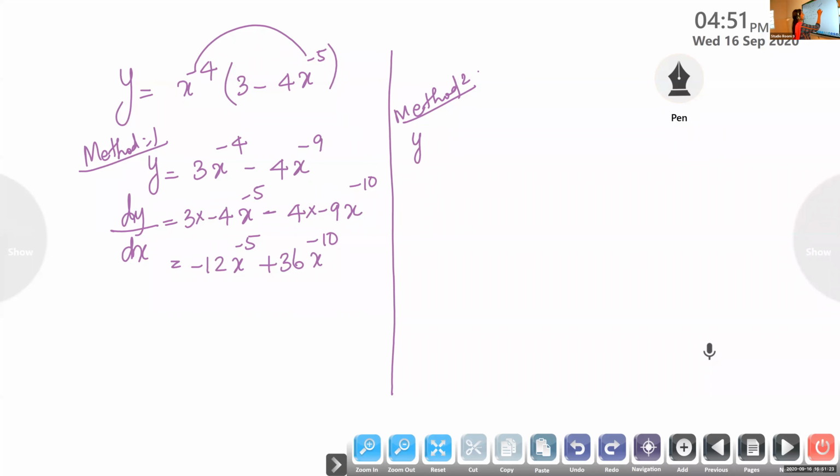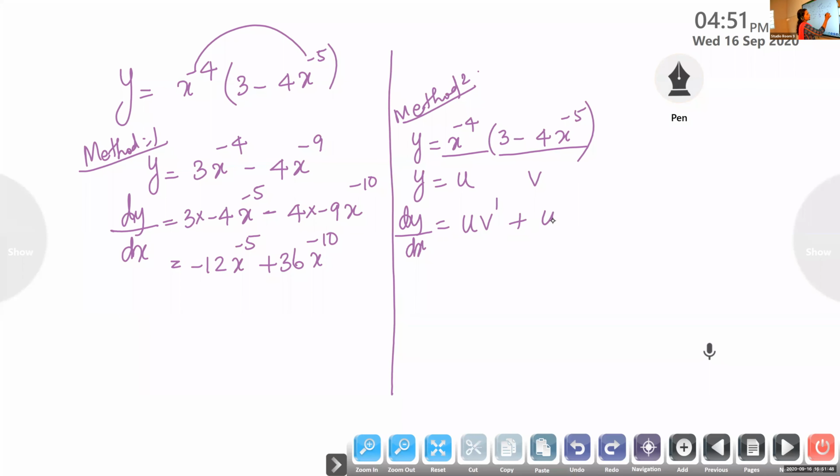Y is equal to x raised to minus 4 into 3 minus 4 x raised to minus 5. Here I am going to solve this using product rule. The first function is u and the second function is v. UV rule. So what is dy by dx? It is same as u into v dash plus u dash into v.